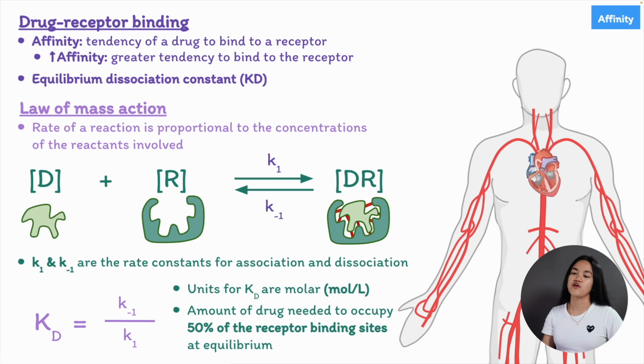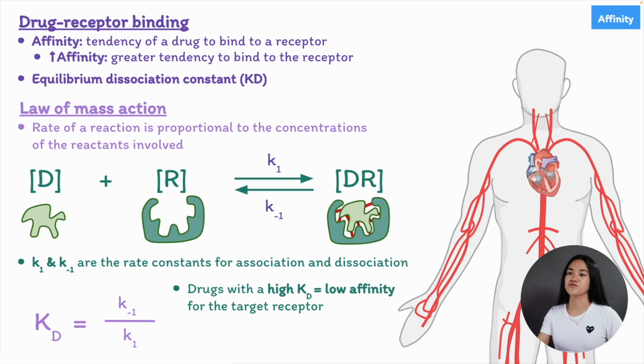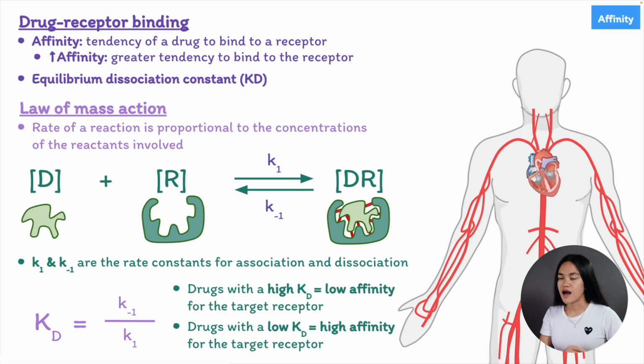Again, affinity refers to the drug's tendency to bind to its receptor. If a drug has a high KD, it means it has a high tendency to dissociate from the receptor, which means you will need a large quantity of the drug to occupy 50% of the receptor binding sites at equilibrium. All right? Drugs with high KD values have low affinity for the receptor. In other words, there is an inverse relationship between KD and affinity. High KD indicates low affinity, okay?